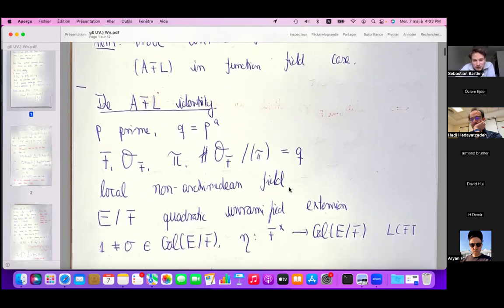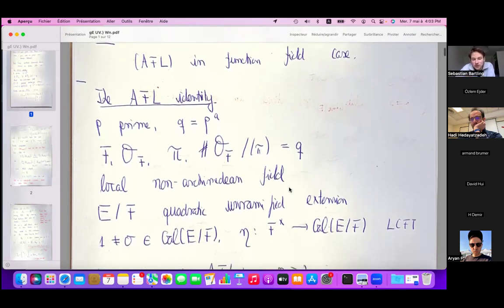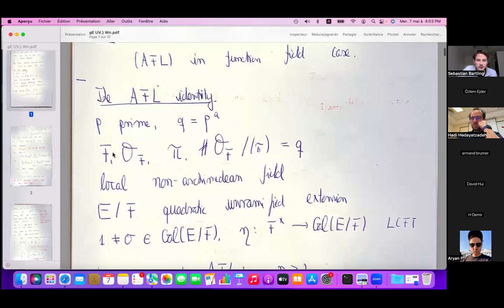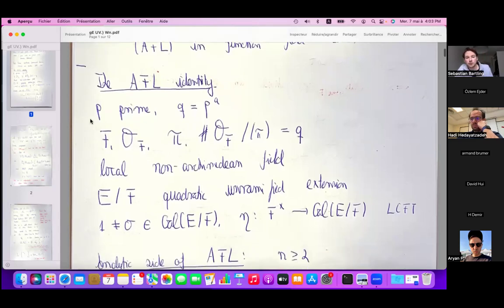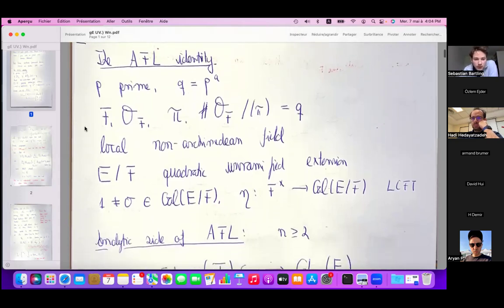It's an identity between two sides. One is usually called the analytic side, the other the geometric side. I want to start by stating the analytic side. For this, I fix a prime p, which will be fixed throughout the talk. q is some power of p. F is a local non-Archimedean field. O_F is the ring of integers. Pi is a fixed uniformizer, and I want the residue field to have q elements.